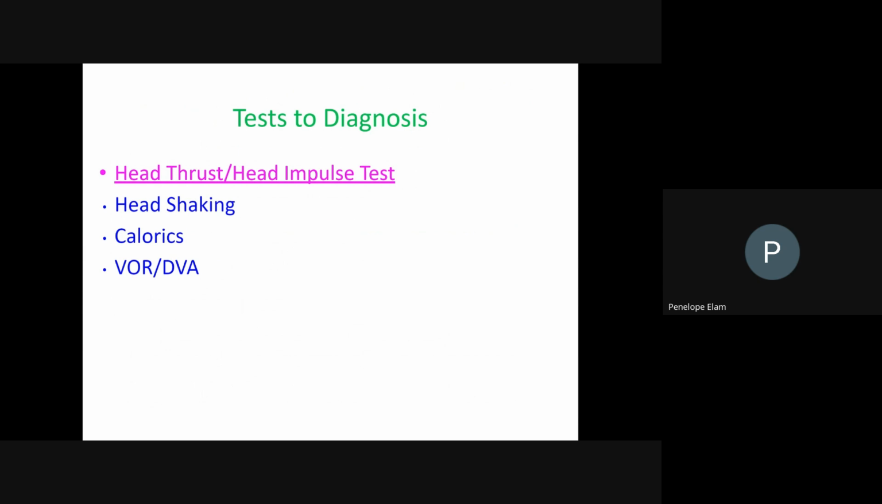VOR and DVA, they're just very general. They're not specific. So while we could look at them, they're probably going to have deficits. It's not going to really tell us if it's peripheral or central in nature.